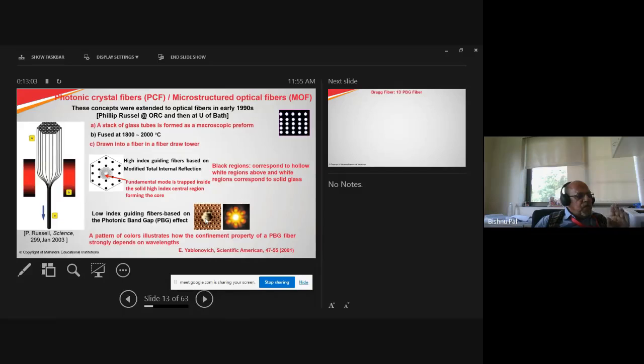It will be easier to comprehend what a photonic band gap fiber or photonic band gap effect is if I consider a one-dimensional periodicity rather than a two-dimensional periodic structure, and that we call a Bragg fiber.